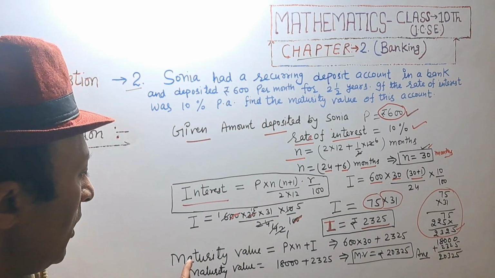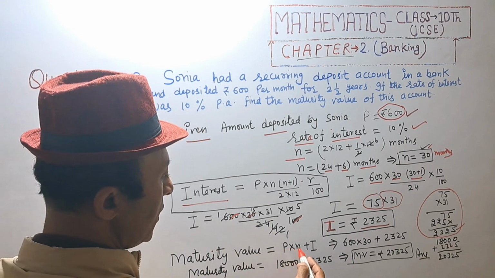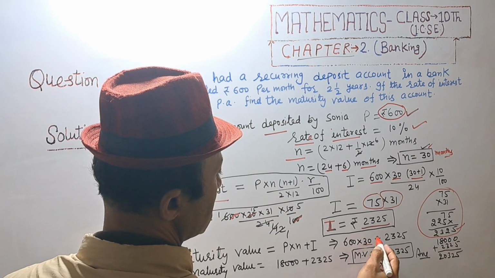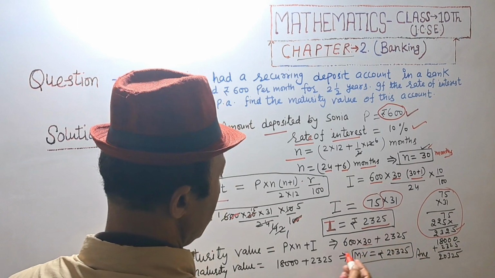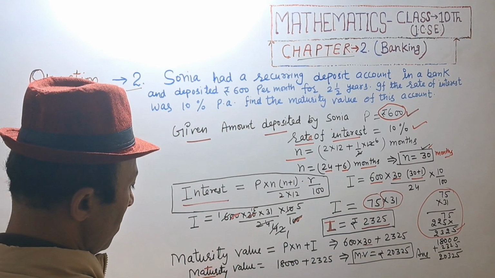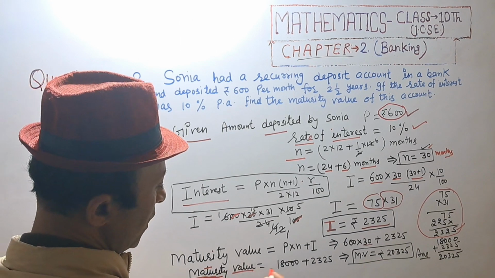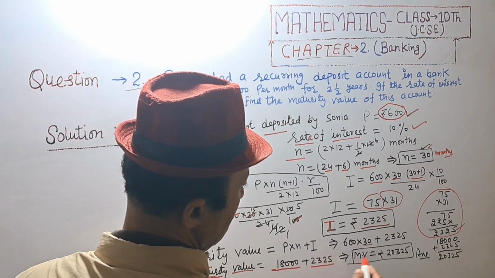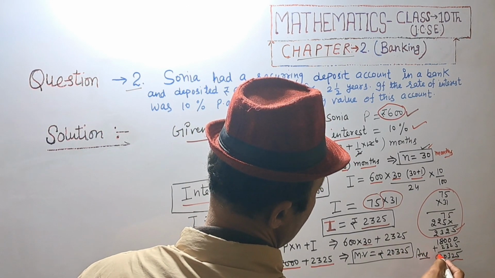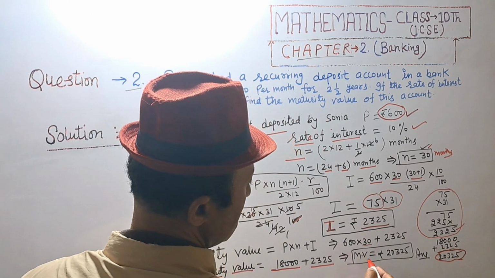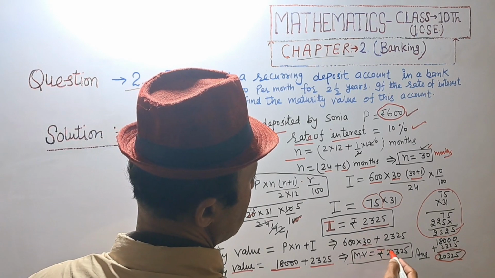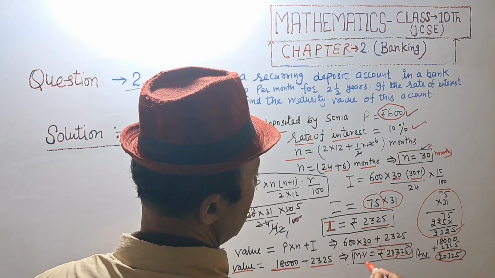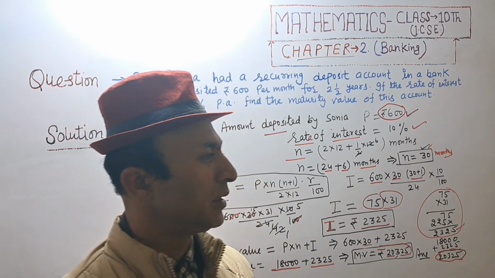Interest is equal to 2325 rupees. Maturity value is equal to P into N plus interest. P is 600 into N is 30 plus 2325, and maturity value is equal to P into N, 18,000, plus 2325, and their sum is equal to 20,325 rupees. Maturity value is equal to rupees 20,325. Answer. Thank you so much.